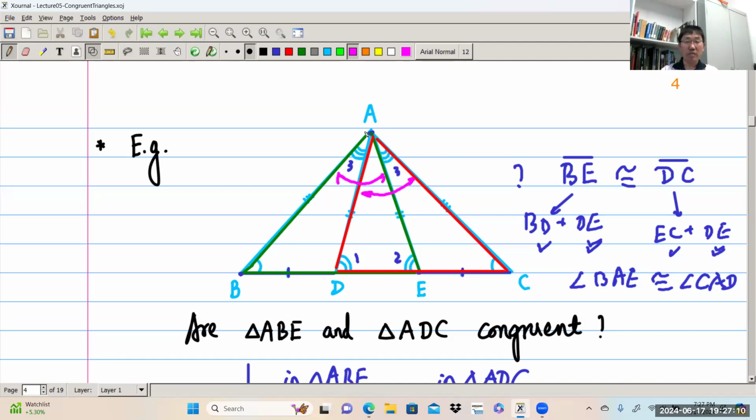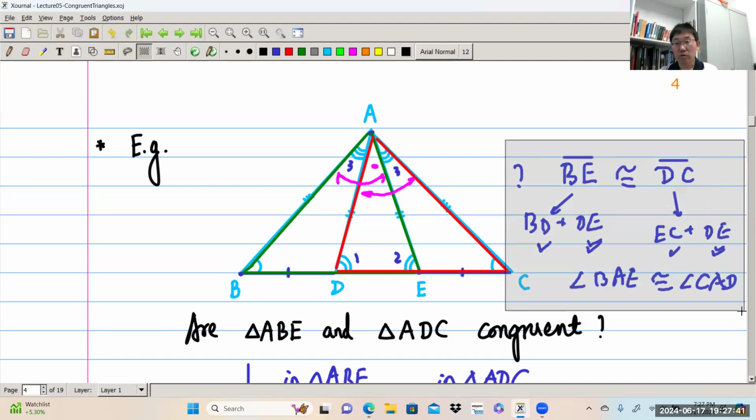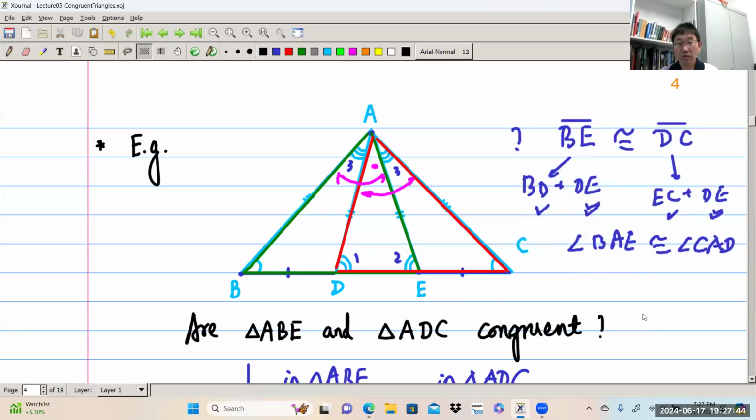Because the measure of angle BAE is the measure of angle 3 plus this middle angle. And the measure of angle CAD is angle 3 plus the measure of this middle angle. These two angles are congruent, and this one is common. So of course, these two are congruent. Do you see that? So the answer to this problem is also yes.